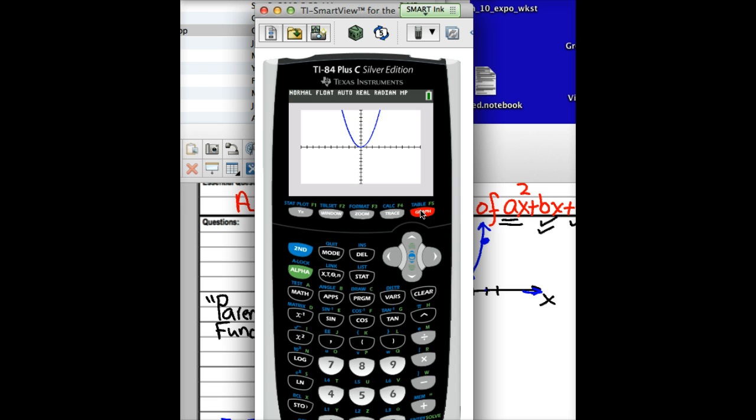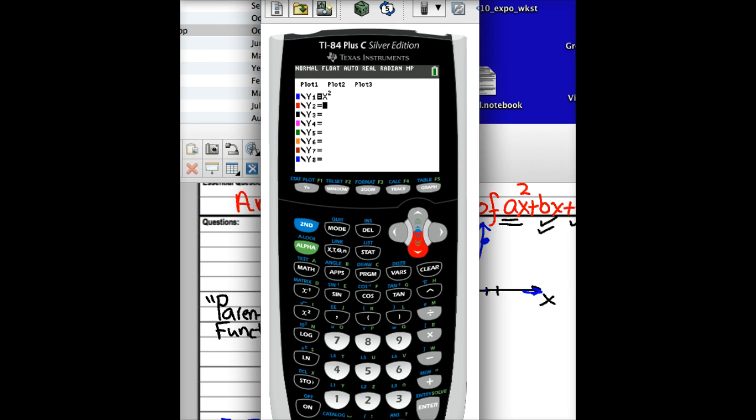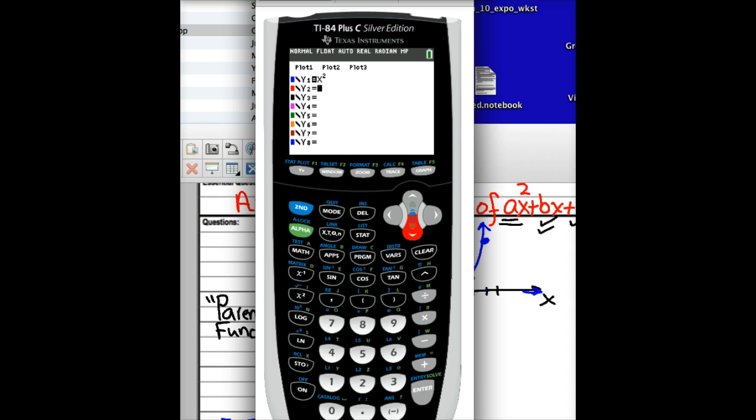Now what we're going to do is investigate a little bit here. I'm going to go back to that y equals button, and what I'm going to do is put some other numbers in front of that x squared to see what happens. So I'm going to leave that one on there. I'm going to leave that parent function there. And what I'm going to do first is just put a negative in front of it. So watch, I'm just going to go negative x squared.